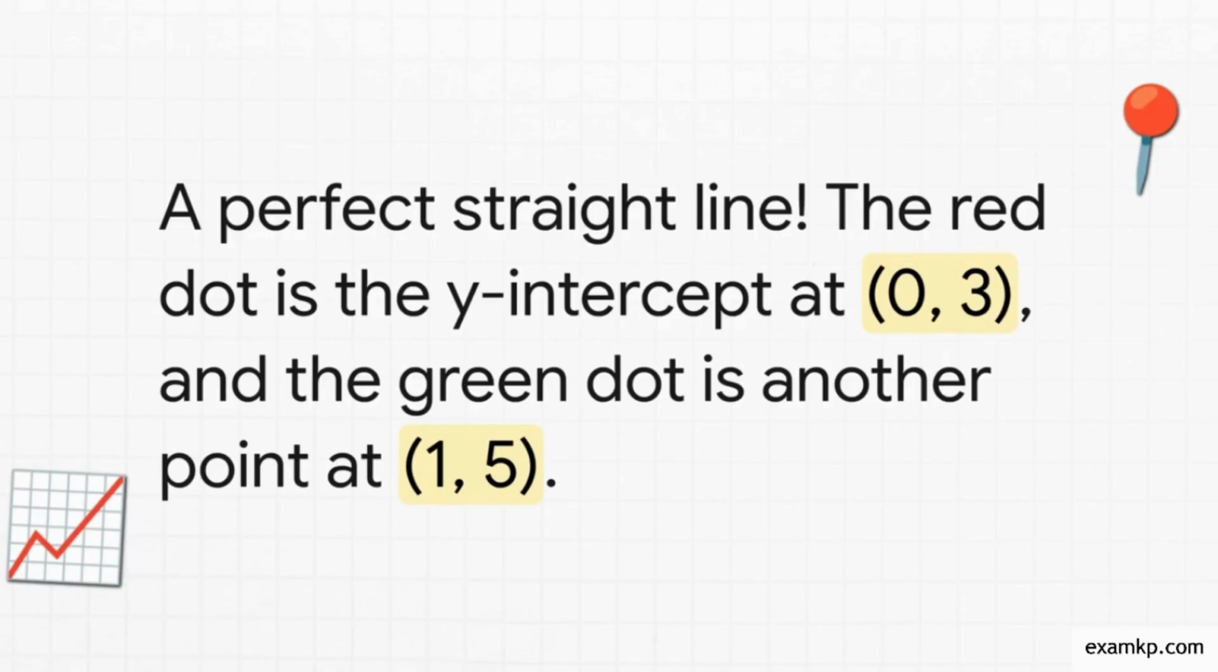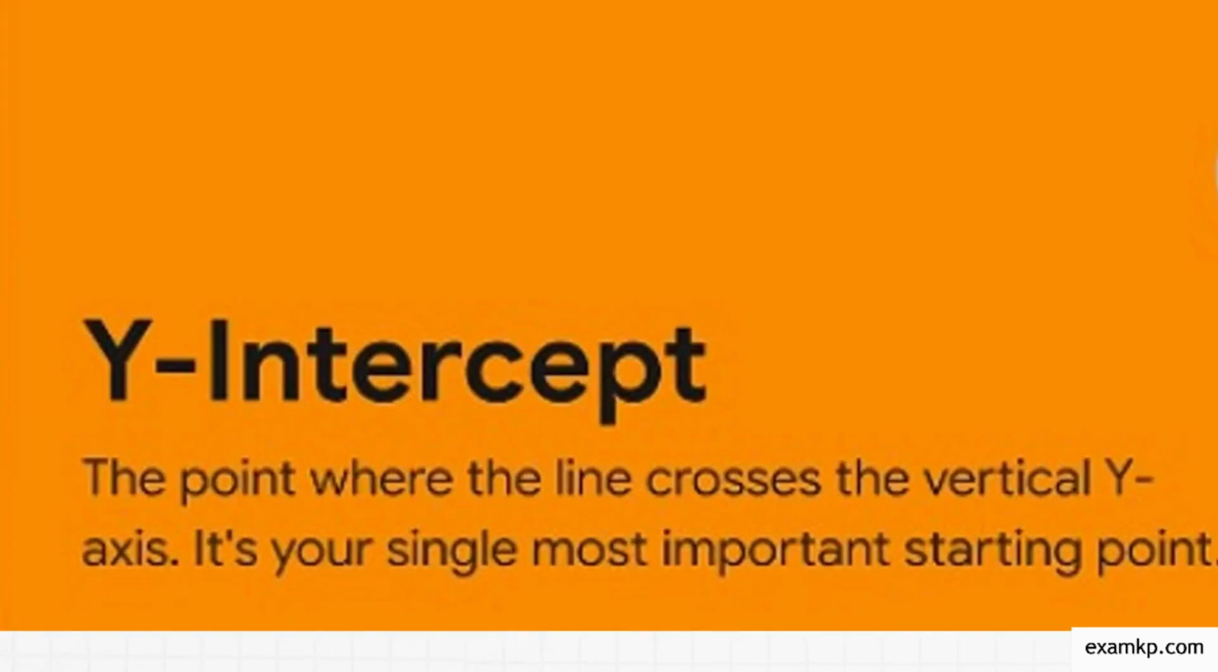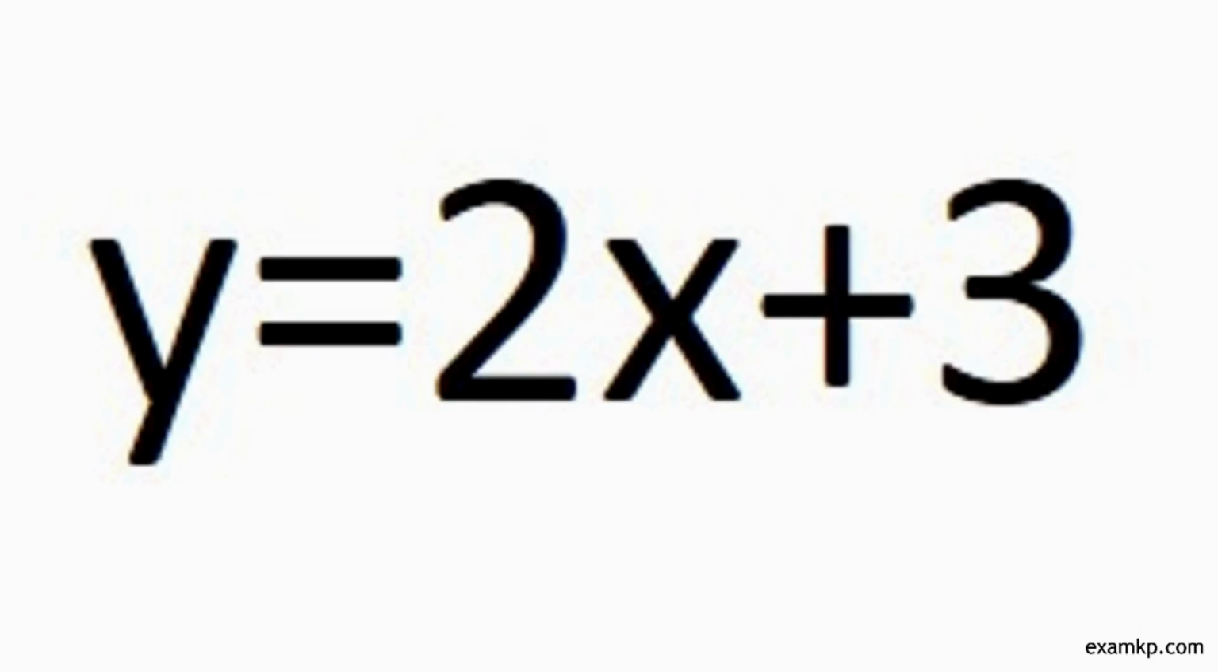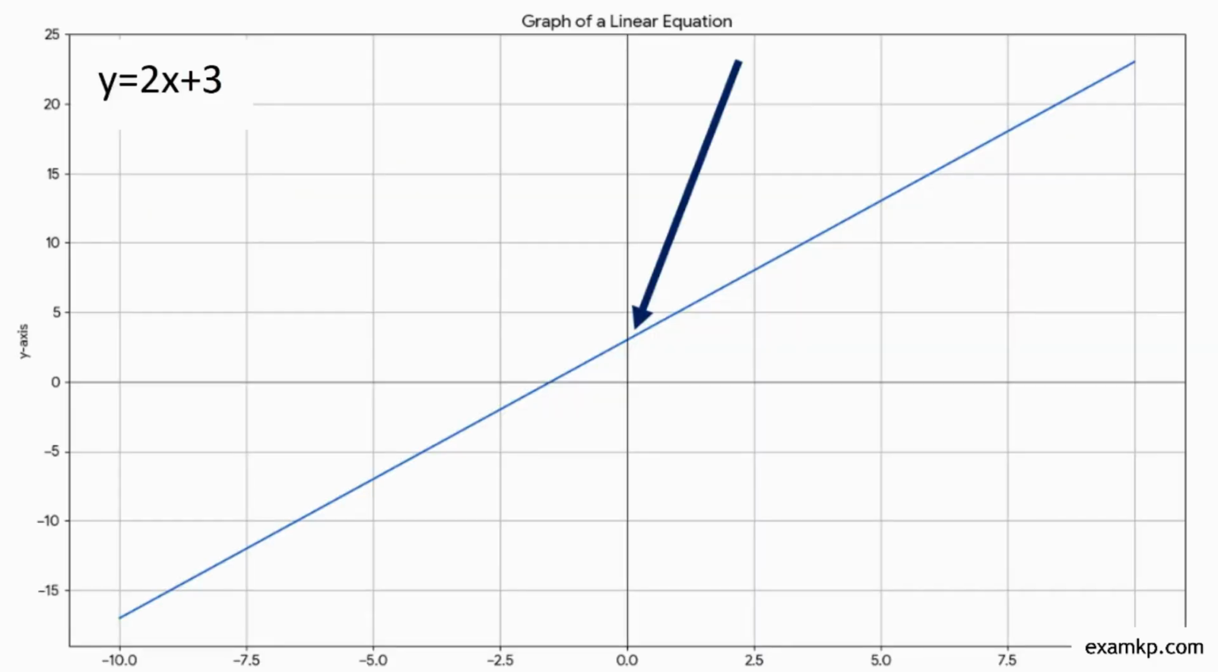That red point has a really important name. It's the y-intercept. It's literally where the line intercepts the y-axis. And honestly, it's the most important landmark you've got. Think of it as your starting point, your home base. And here's the cool part. In our equation, y equals 2x plus 3, that plus 3 is literally telling you to start at 3 on the y-axis.